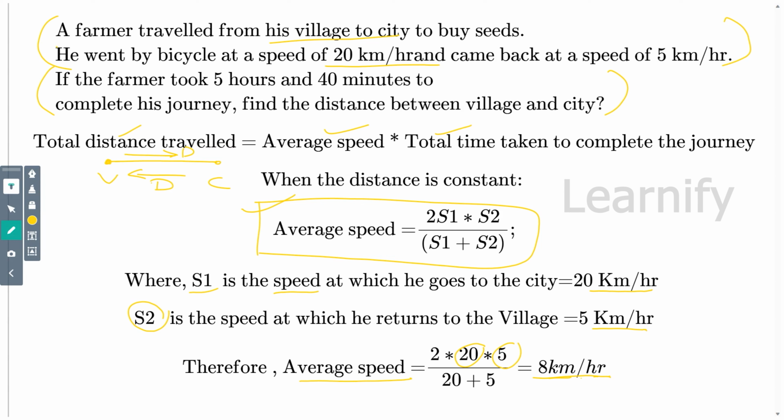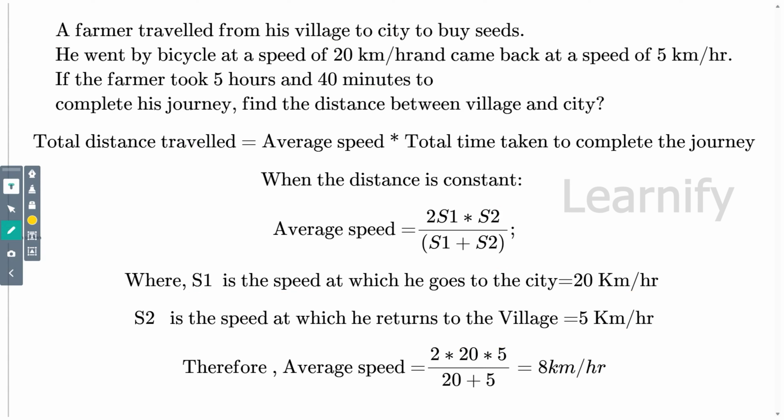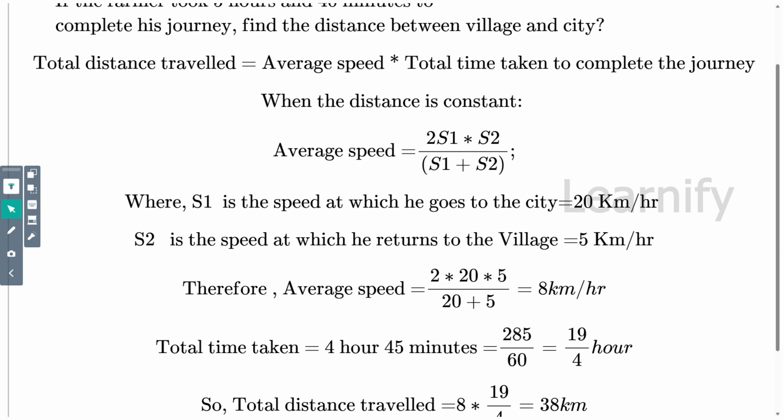study the second half of the question. The farmer took 5 hours and 40 minutes to complete his journey. It took 5 hours 40 minutes for village to city to village. Complete his journey. Find the distance between the village and city. Here the average speed is 8 km per hour. Time taken is 5 hours 40 minutes.